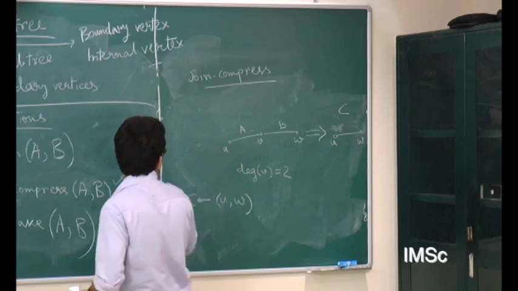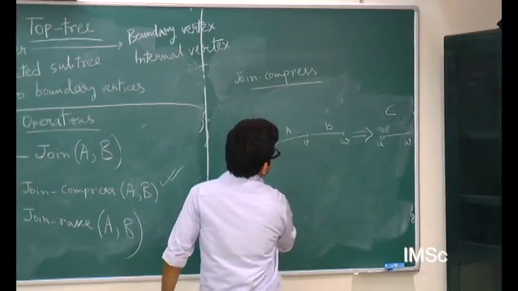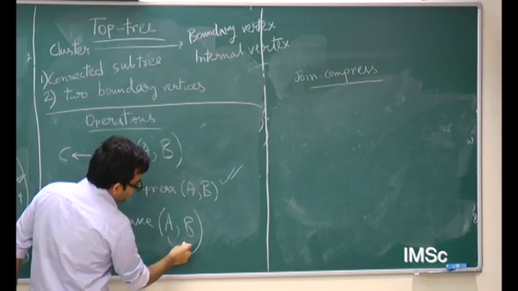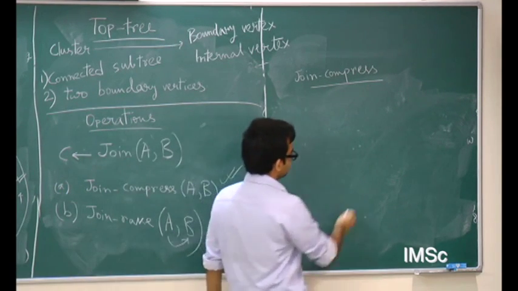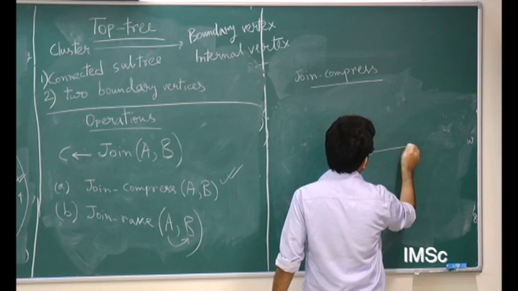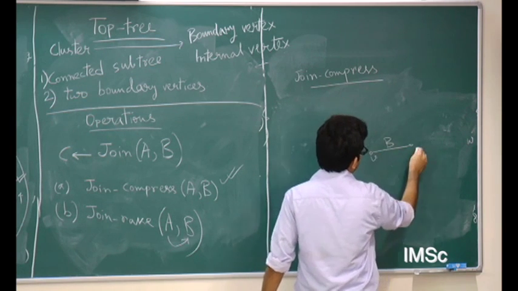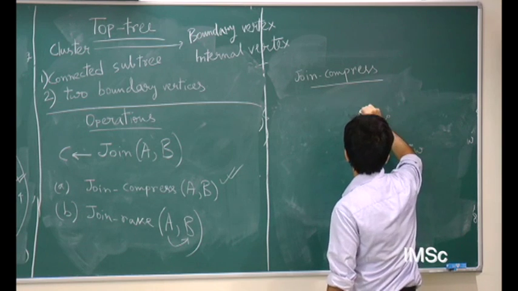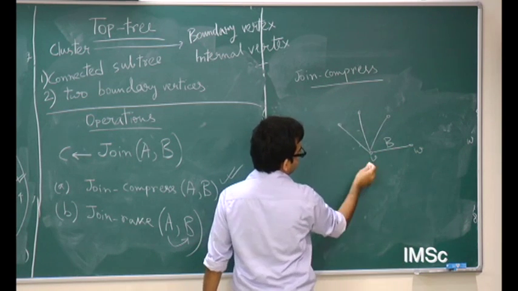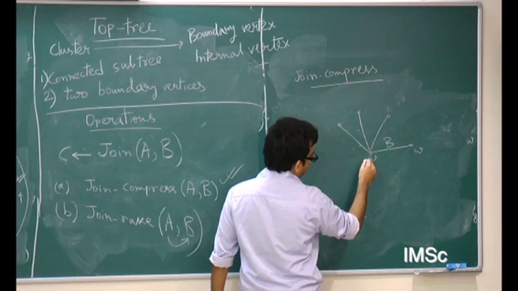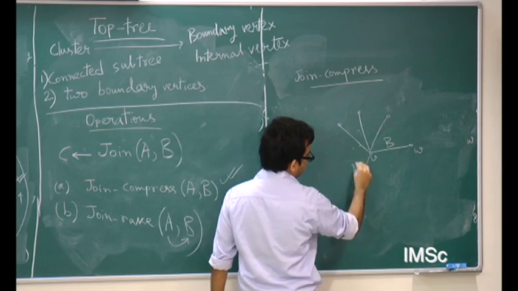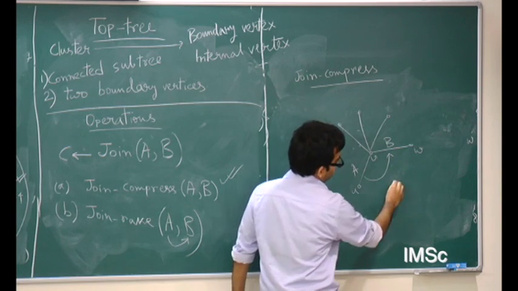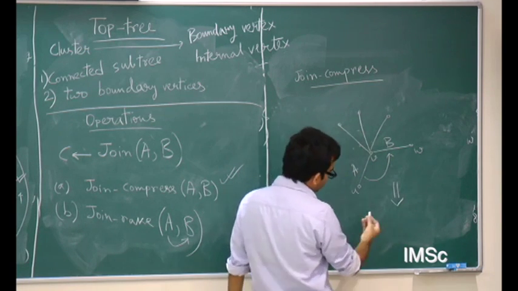Now, what is join rake? Join rake means A will be raked into B. So, this is B. This is VW, and V might have many more degrees. Each of these edges is a cluster. And here is U, here is A. Rake means A is raked into B. This means the new cluster C.